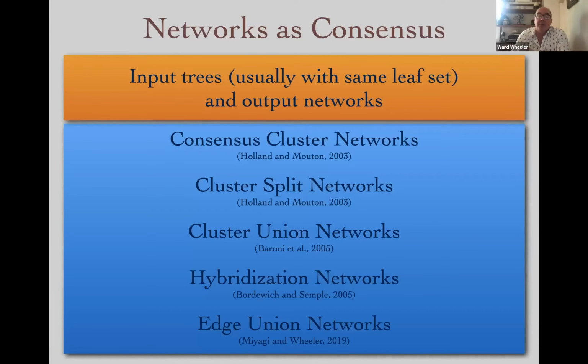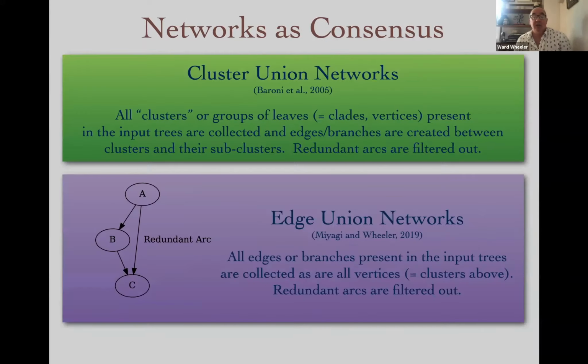Now, the previous things we talked about all output trees, basically, or forests in the case of minimally pruned in some cases, but there was no reticulation in the outputs. And now other methods actually can produce networks in the sense of having reticulate or in-degree greater than 1 internal vertices. And these include consensus cluster networks, cluster split networks, cluster union networks, hybridization networks, and edge union networks. And all of these cases can result in a non-tree result.